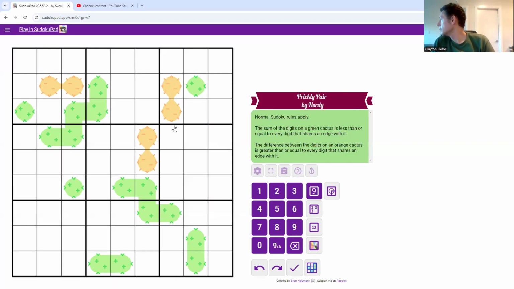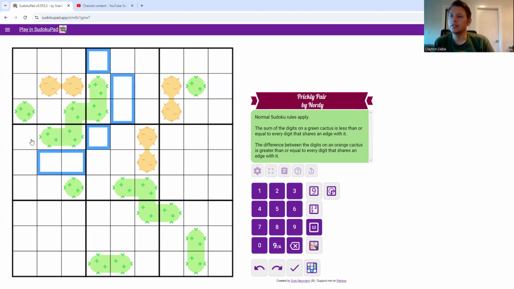Normal Sudoku rules apply. So you have to have the digits 1 to 9 in every 3x3 box, in every row, and indeed in every column. We have an interesting rule set today. The sum of the digits on a green cactus is less than or equal to every digit it shares an edge with. So whatever these 6 digits are, their sum has to be less than this digit, these digits, this digit, these digits, this digit, and this digit.